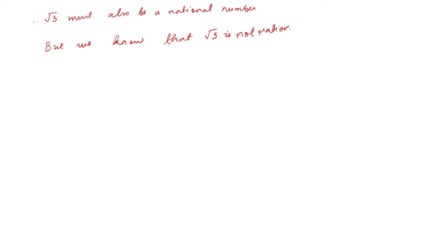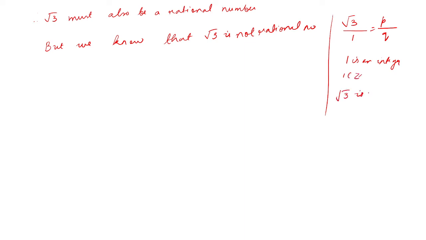Because even if you take root 3 in p by q form, a rational number is usually in the p by q form where both p and q are integers. Over here, 1 is an integer, but root 3 is not an integer. Since root 3 is not an integer, this root 3 by 1 cannot be a rational number. It is rather an irrational number.